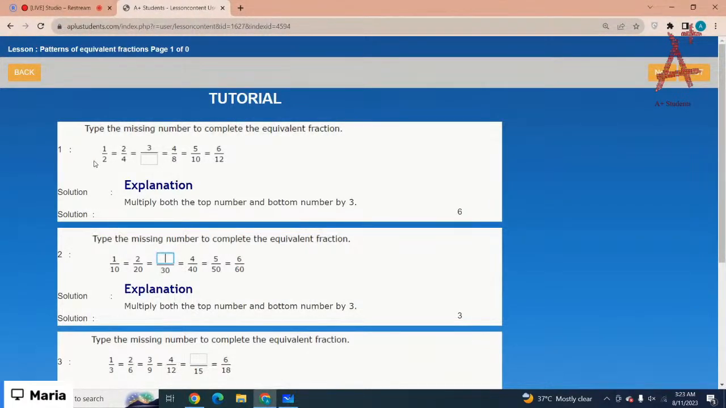So just start with 1 by 2, right? The next one is 2 over 4. 1 times what number is 2? 1 times 2 is 2 and 2 times 2 is 4, right? Then for the next one, here you have 3. That means 1 times 3 is 3. So here you multiply this fraction by 3, right? So it would be 1 times 3 is 3 and 2 times 3 is 6. So here the missing one is 6.